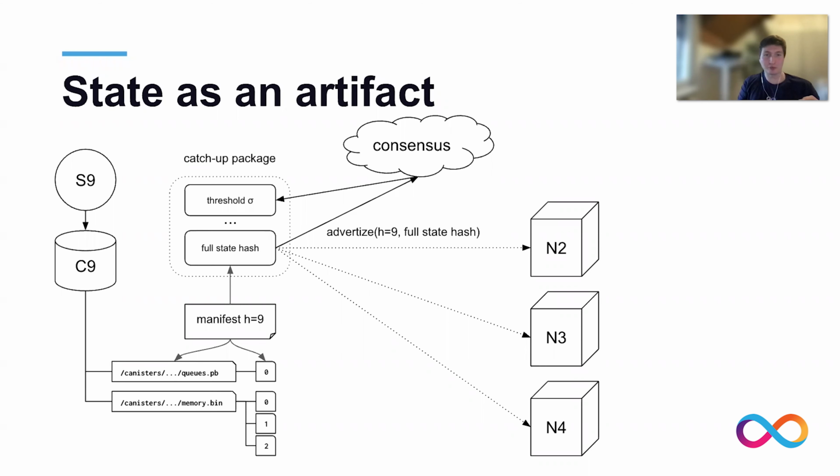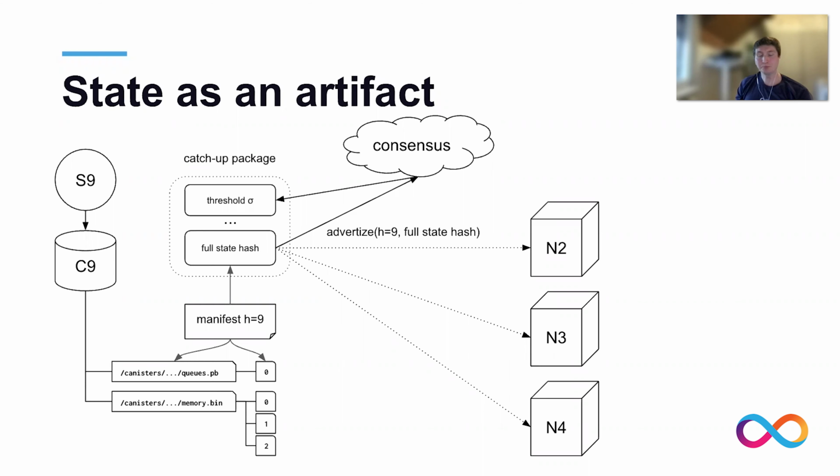One artifact is the state, and it has this hash. Another artifact is the catch-up package, saying that the subnet agreed that the state at height 9 has this hash, and this is the threshold signature of the hash. So why do we need it? Why do we need the catch-up package?